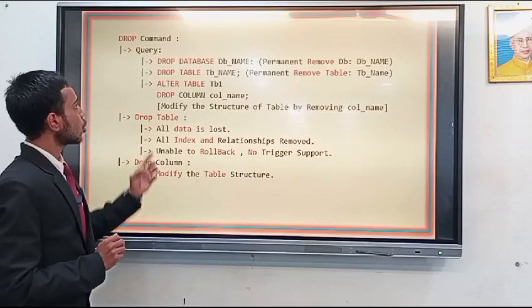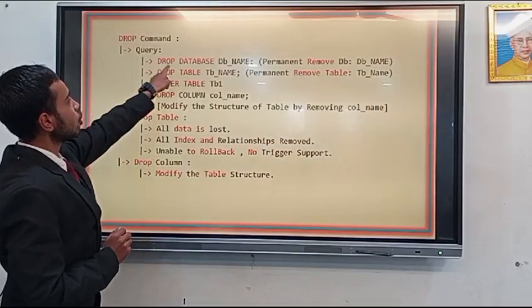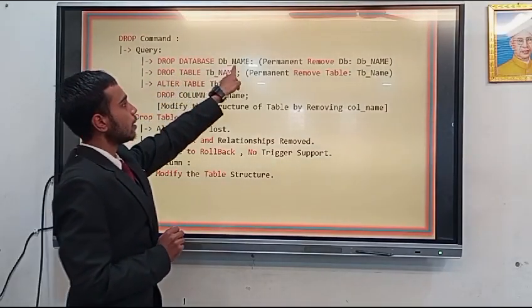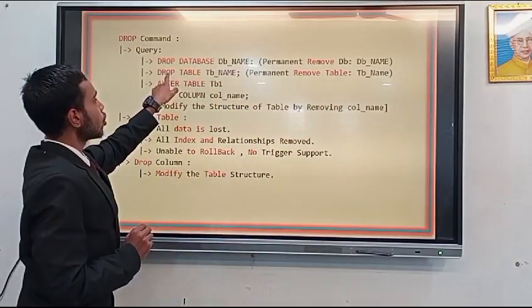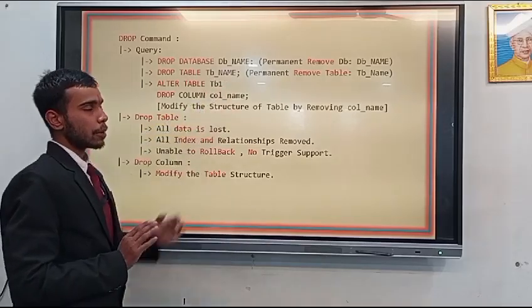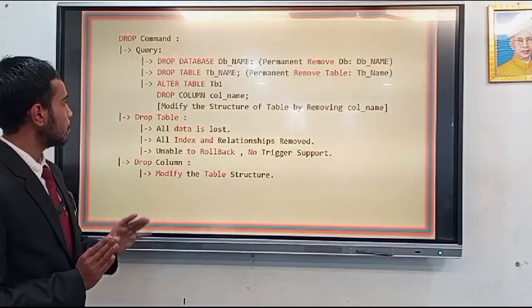The drop command. The drop command is for three types. The drop database and then we specify the database name. It will permanently remove the database. Then is drop table TB name. It is going to permanently remove the table TB name.